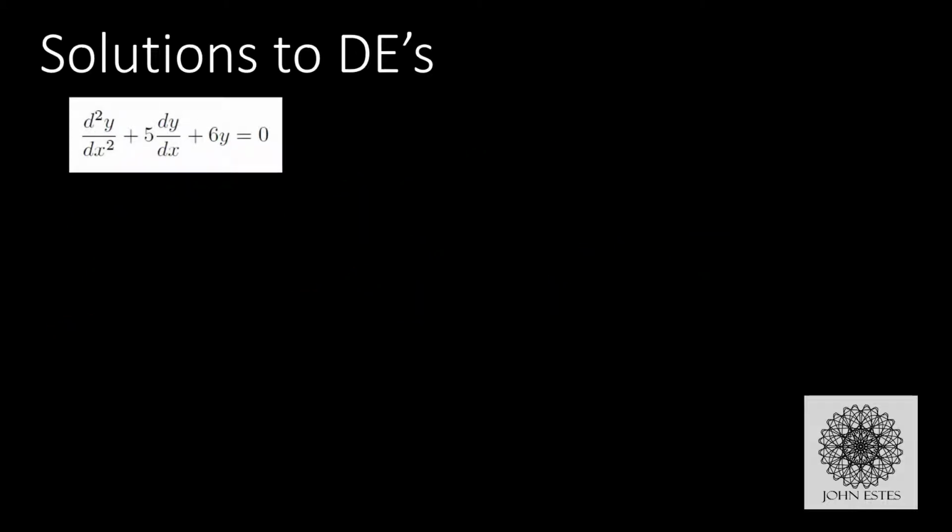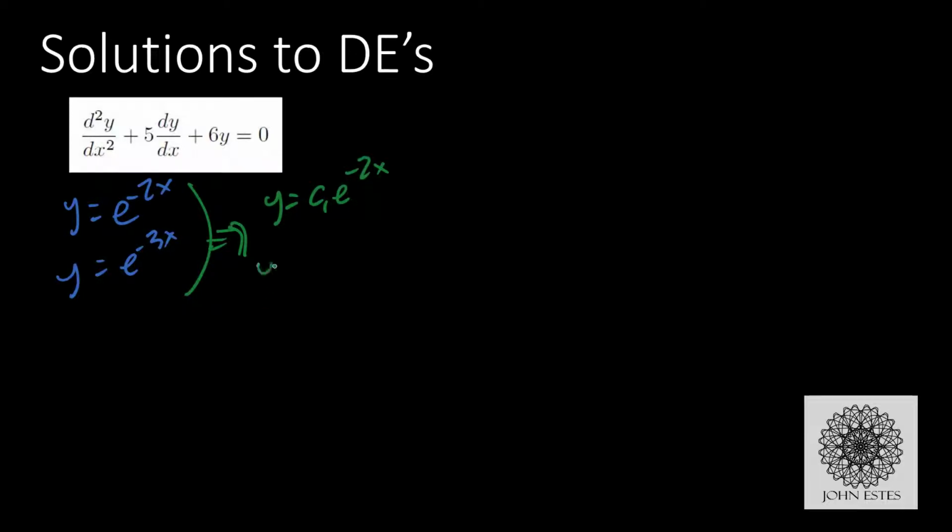Now, if we consider the second differential equation that we looked at, the second order differential equation, we had two solutions. We had y equals e to the negative 2x, and we had y equals e to the negative 3x. And so in a similar fashion, I could multiply the first solution by a constant, let's call it c1, and the second one by, let's say, c2, and I get two different one-parameter families of solutions.